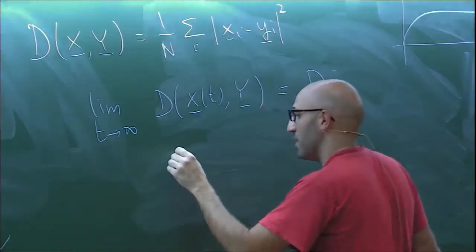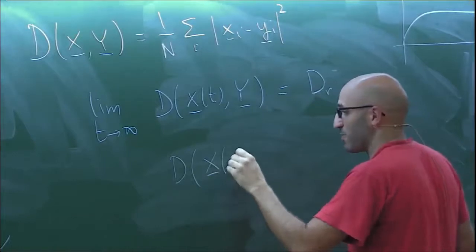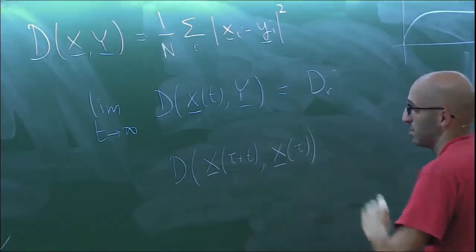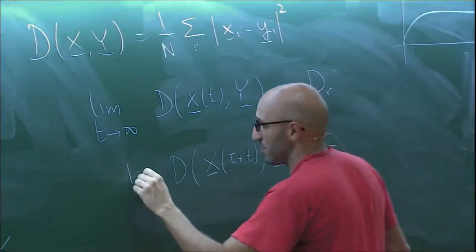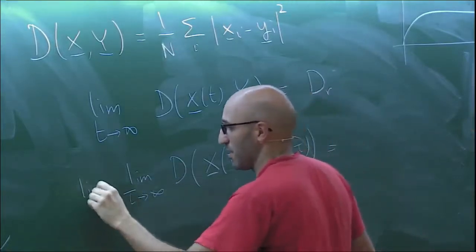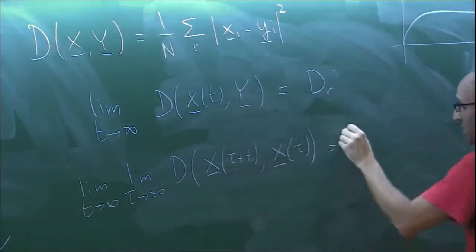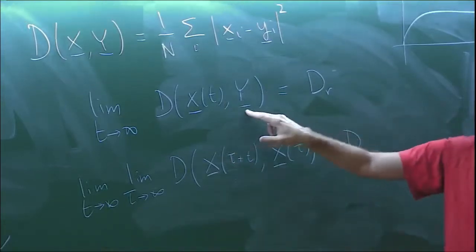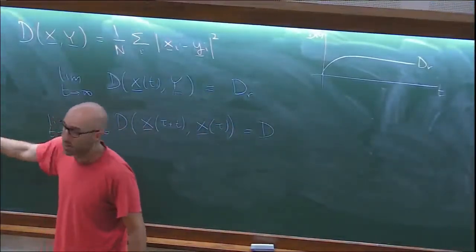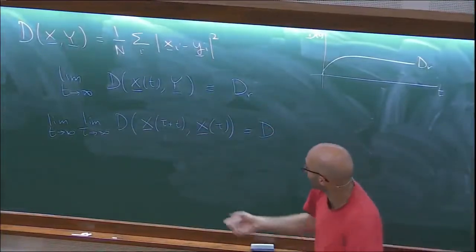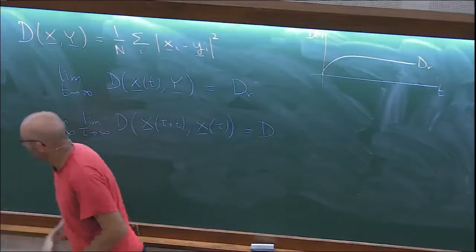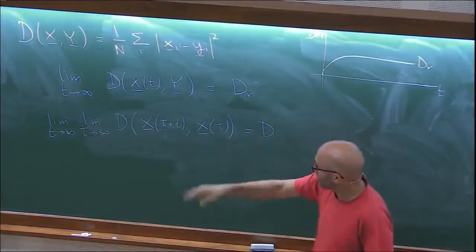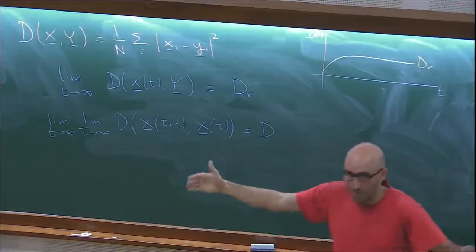Then I can also consider the mean square displacement between a configuration at time tau plus t and another configuration at time tau. And I can take the limit of tau going to infinity and the limit of t going to infinity, and I will call this d. Okay? So d_R is the mean square displacement between the initial configuration that was in equilibrium at T_g, rho_g, and one configuration at long times, that is at T, rho, while d is going to be the mean square displacement between two configurations that are both at long times with respect to y, and they are also separated by a long time.